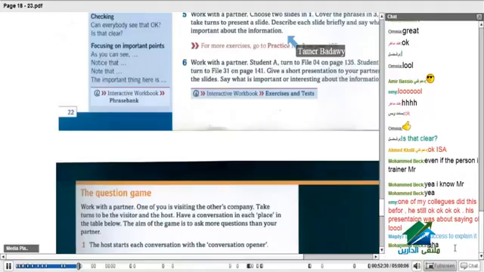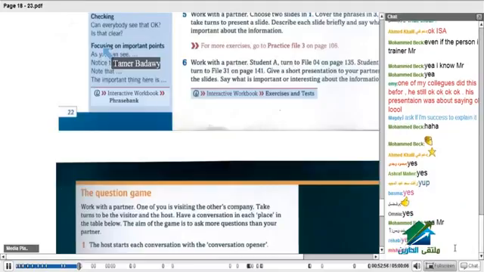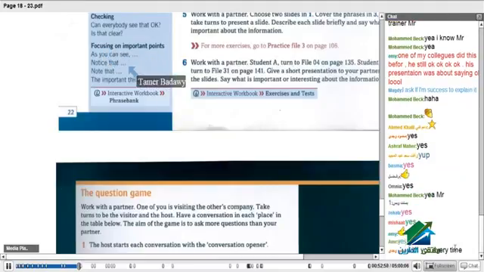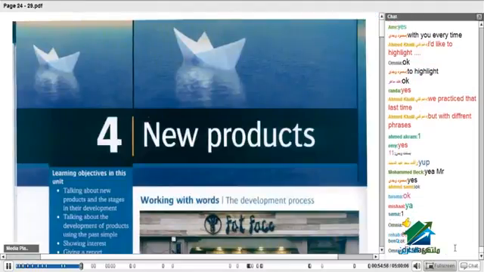Is that clear? Fine. And if you want them to focus on something specific, focusing on important things, you need to use such expressions. Not anything, important things, important points. As you can see, note that, the important thing here is, talking about new products.